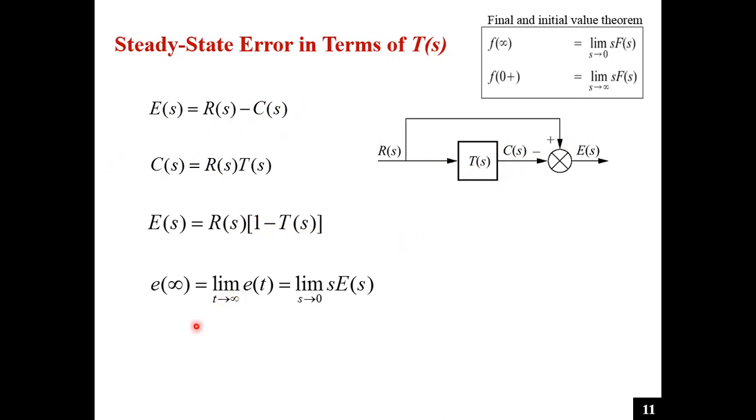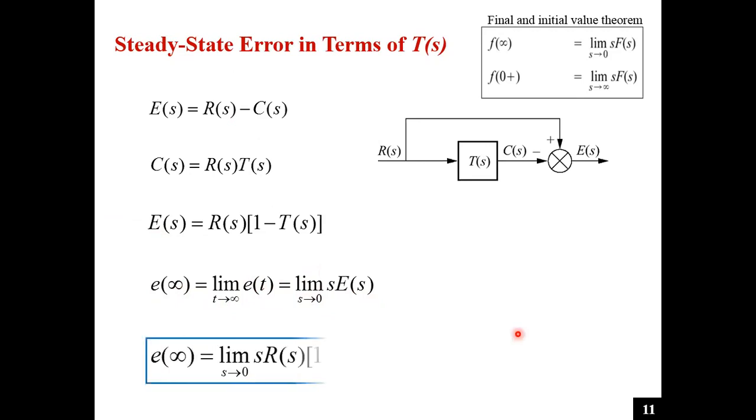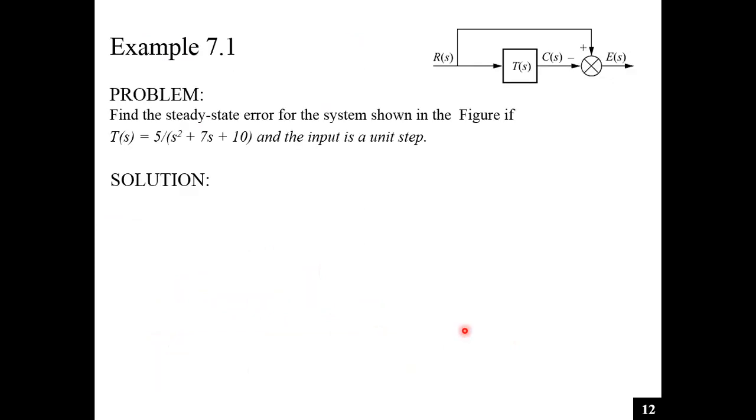Applying the final value theorem, E(infinity) will be equal to, as time approaches infinity, e(t), which gives us the limit as s approaches 0 of s E(s), as the function here is E(s), as discussed in the previous slide. So steady state error will be equal to the limit as s approaches 0 of s, from the formula, and the remaining E(s) term here. We discuss a particular example for this case.